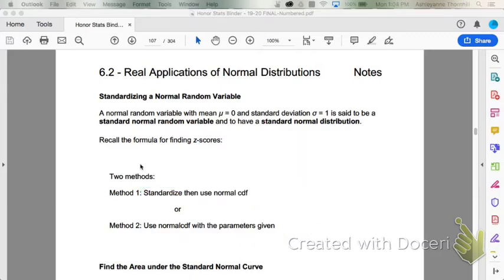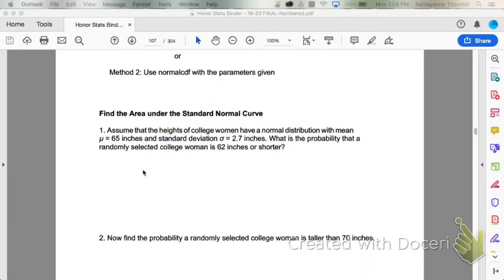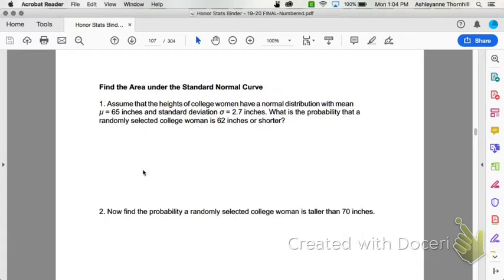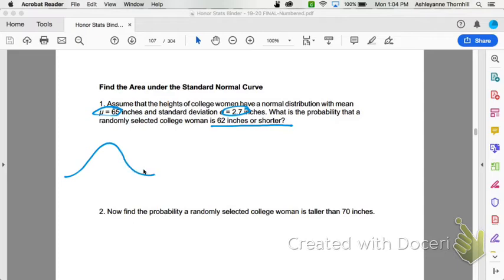So let's look at the first example. It says, assume the heights of college women have a normal distribution with a mean of 65 and a standard deviation of 2.7. What is the probability that a randomly selected college woman is 62 inches or shorter? So I like to draw my picture first of a normal curve. I'm going to put my mean in the center, which is 65. And my standard deviation is 2.7.